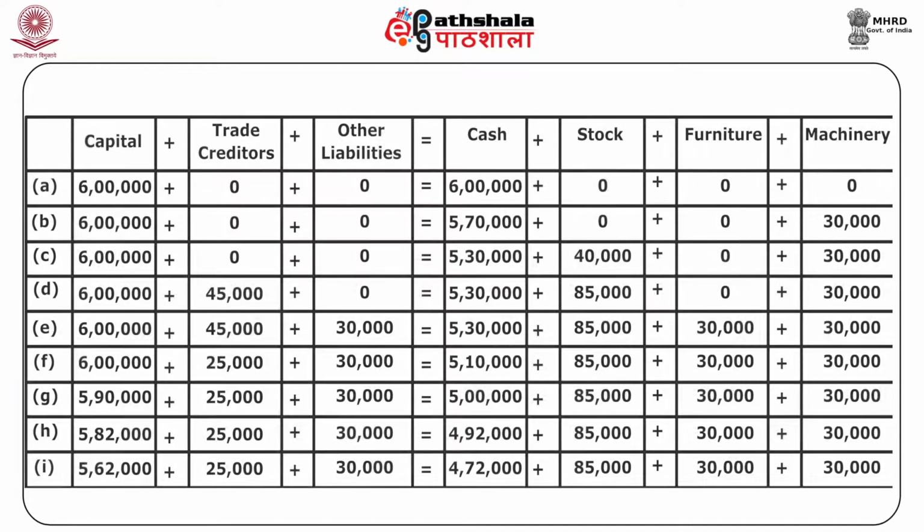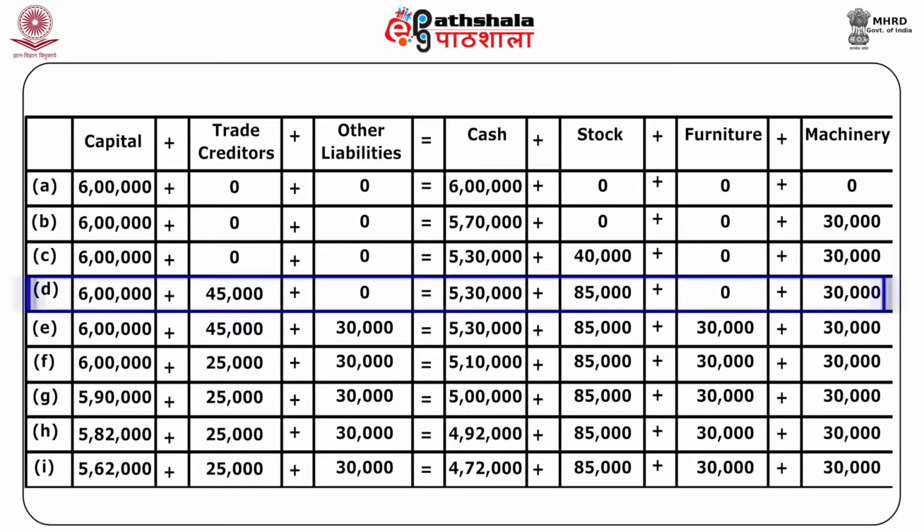Now let's come to the solution part. First transaction, 6 lakh plus 0 liabilities will give you cash of 6 lakh only. 6 lakh of capital will give you cash equal to 5,70,000 plus machinery of 30,000. On C part, 6 lakh of capital will give you cash of 5,30,000 plus stock of 40,000 plus machinery of 30,000.